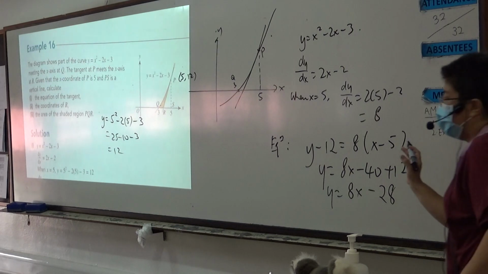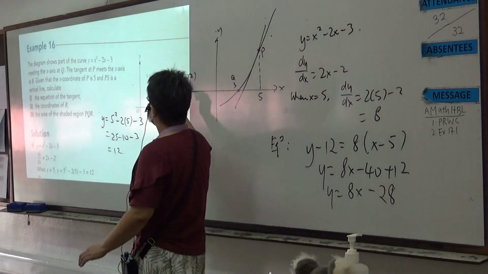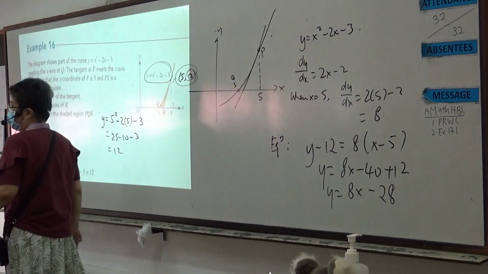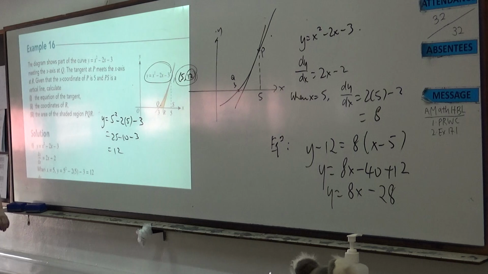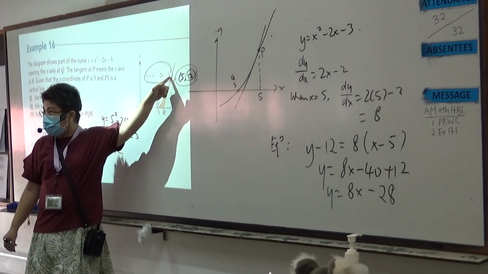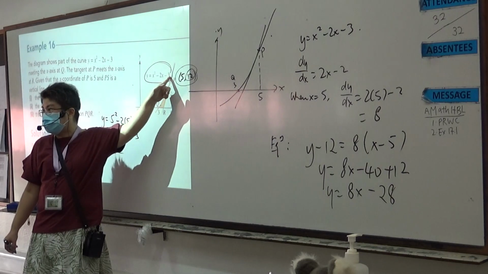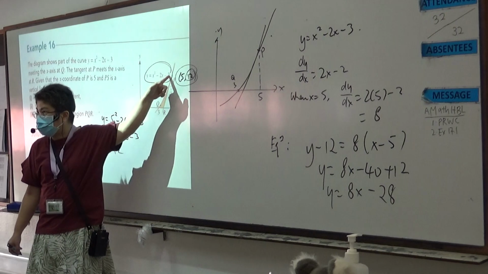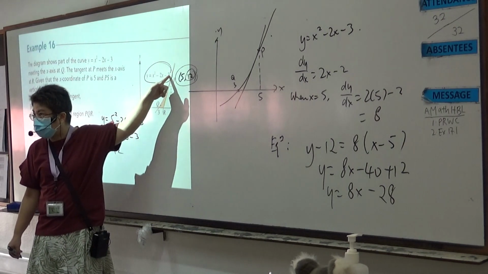Now, how come I know that? How to find this 12? How come I know to plug into this equation? Because P lies on the curve. P lies on the curve means the coordinates must satisfy the curve. So I just plug in. Don't say I don't know how to do it. Clear? Yes or no? Okay.